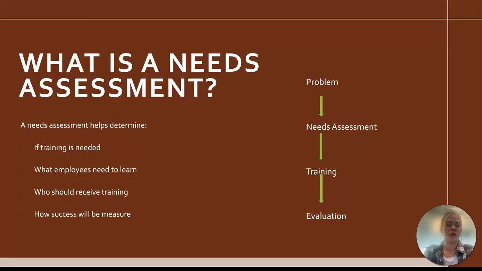Before developing any training program, it's important to complete a needs assessment. A needs assessment helps determine whether the training is actually needed, what employees need to learn, who should participate, and how success will be measured. It also ensures that the organization is solving real workplace problems instead of making assumptions.